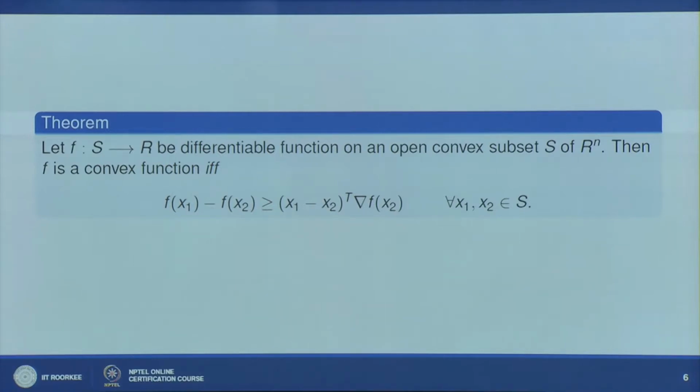Now, we have our next result for a convex function, which is: if f is a function from S to R, which is a differentiable function on an open convex subset S of Rn, then the function f is a convex function if and only if f of x1 minus f of x2 is greater than or equal to x1 minus x2 transpose gradient of f x2, and this should hold for all x1, x2 belonging to S. So, now let us try to prove this result.